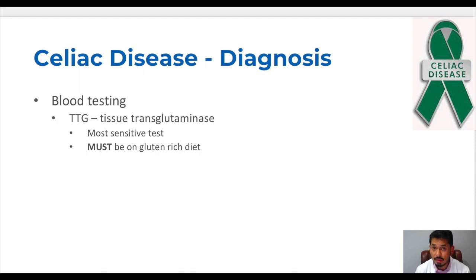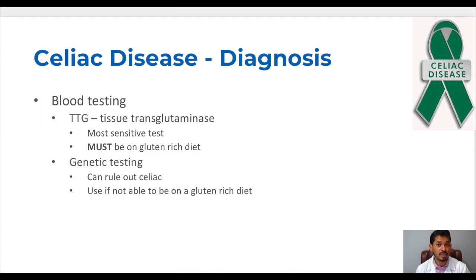Now, the caveat about this particular test is that you have to be on a gluten-rich diet. If you are already on a gluten-free diet and you have this blood test done, you'll have a falsely negative blood test, meaning it'll show up as you don't have celiac, which will be a wrong diagnosis. You have to be on a gluten-rich diet when tested to have good accuracy. If you're on a gluten-rich diet and you're negative for celiac, there's a very good chance you don't actually have celiac disease.